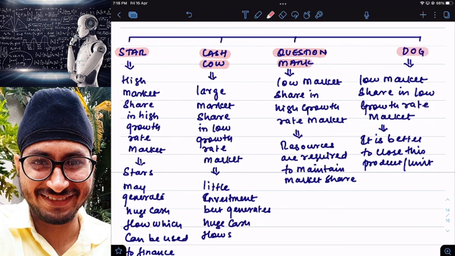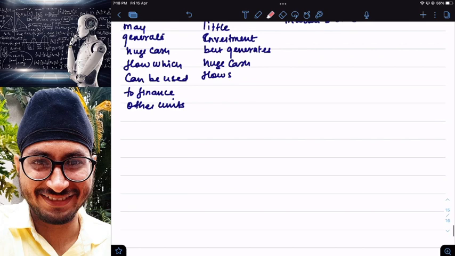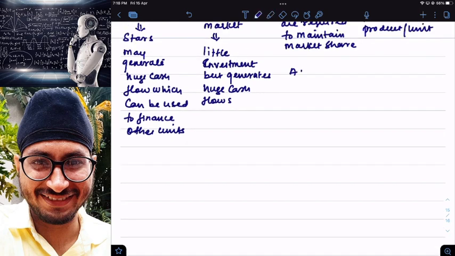Now let us take one practical example and understand how exactly we have to perform a BCG analysis. We will take a company called Apple. We will take four of Apple's products. I will tell you the four products, and we will decide which category each will come under.